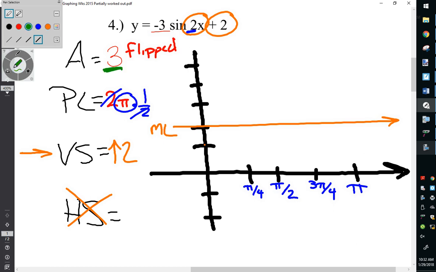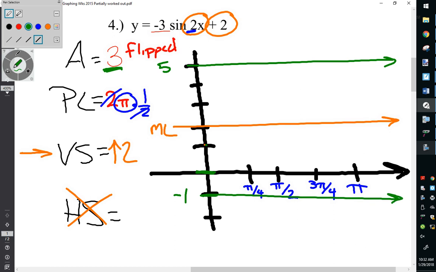3 is my amplitude. So from here, I'm going up 3 to 5 and down 3. 1, 2, 3. Going down here to -1. That's the bottom of my graph.